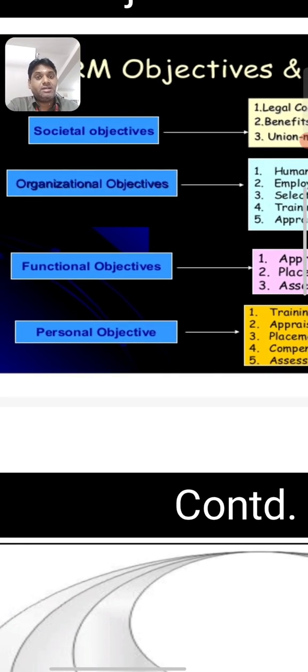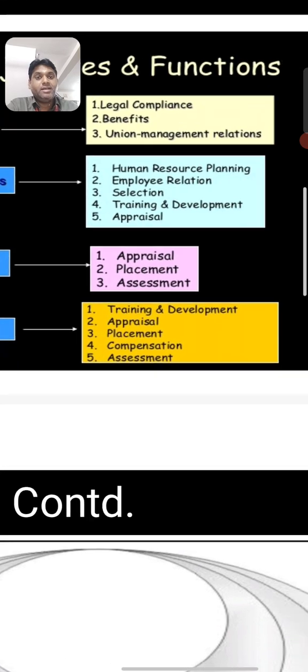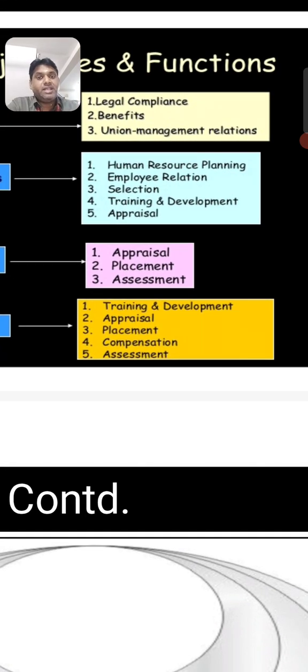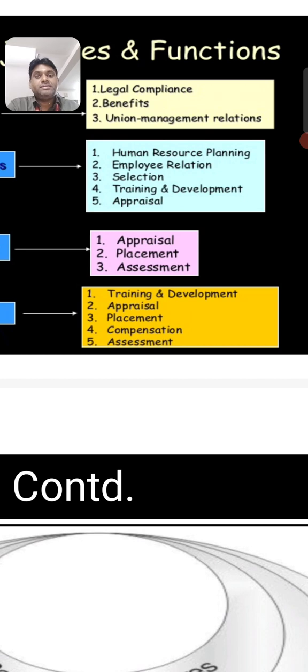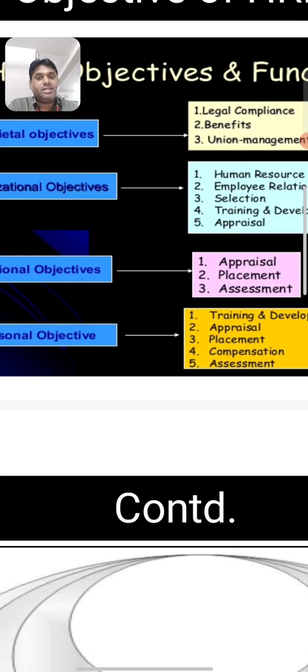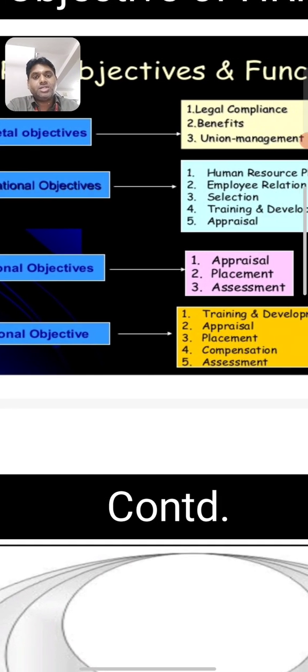That comes under the social objective, right? In the social objective there is legal compliance, meaning all the rules and regulations, because every industry should have rules and regulations to follow. Only then can we go in a smooth manner. Then benefits for the employees and union management, creating industrial relations between one employee and another. That comes under the component called social objective.